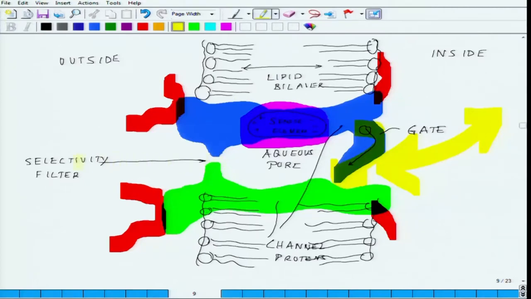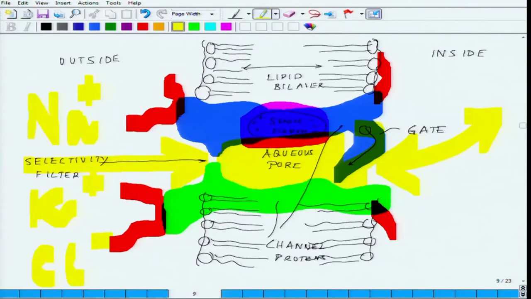Then you have the selectivity filter. This selectivity filter decides whether it will be sodium, potassium, or chloride, likewise. And then you have this aqueous pore which is out here, which is essentially the part through which the ion passes. And apart from it, there are a few other glycoproteins which are sitting out here. So, this is the overall geometry, and this gate is a mobile, or movable, gate. So, this gate basically moves in both directions. It can open according to the command it gets from the sensor element.